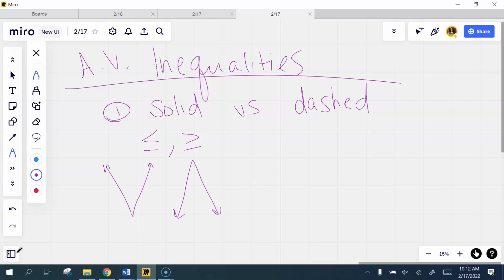I would write either or, doesn't matter. And if it's a dashed line, if it's a less than or a greater than, then I'm going to actually dash the absolute value graph itself.